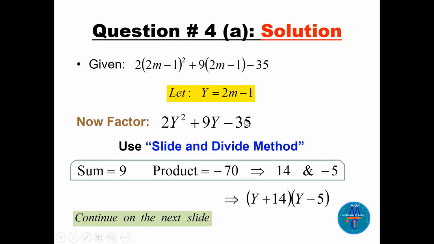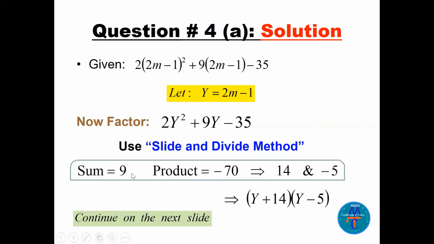There is no common here. See, if we have a common, take it out. There is no common. And now the leading coefficient here, this is the leading coefficient 2. It is not 1. Since this is 2, nice method is slide and divide method. Slide and divide, I slide the first number and the last number. You multiply. 2 and minus 35 is minus 70. We call this the product. 9 here we call it the sum.